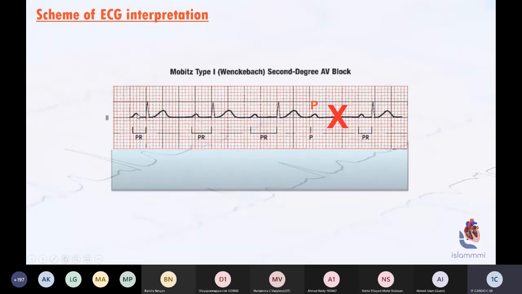So we have a P wave followed by QRS, P wave prolonged a little bit, then QRS, P wave prolonged more with a QRS, then P wave without anything, then again it started to be normal, prolongation, and then it skipped. This is what we call type 1. So that's not a first degree, that's not normal. This is a second degree type 1. Why are we calling it type 1? Because there is a gradual prolongation.